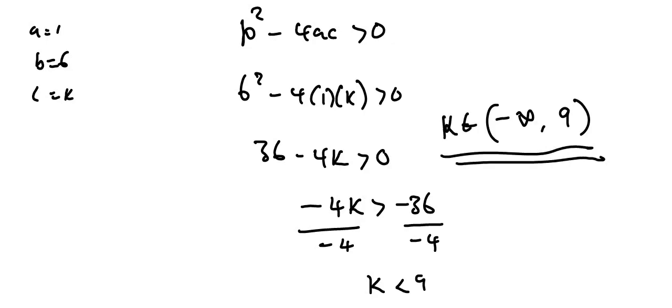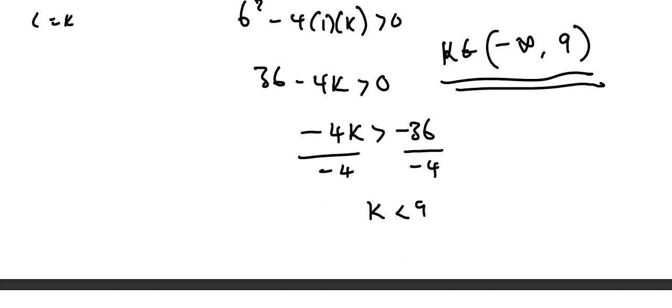So this is the range of values where k should belong for the discriminant to be greater than 0. That's basically what we have. That answers question 2B1. And coming to question 2B2, they are saying the roots of the equation. There's an equation given.